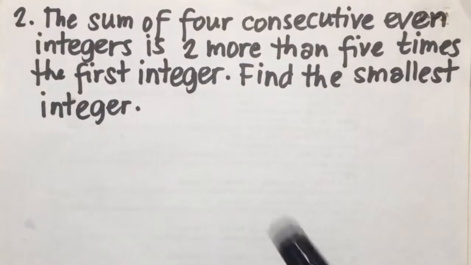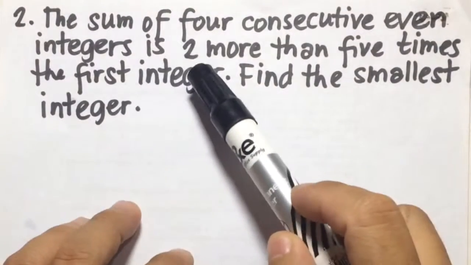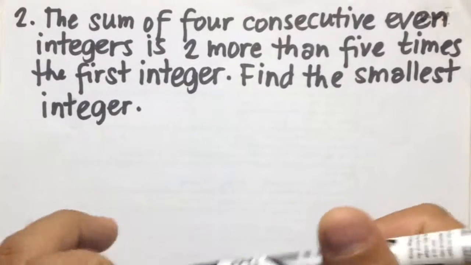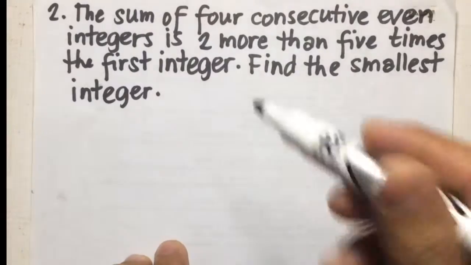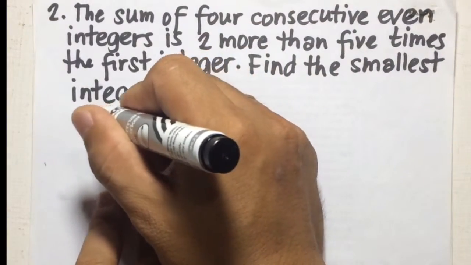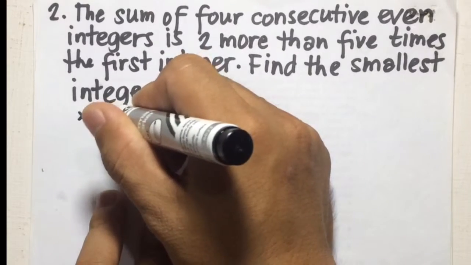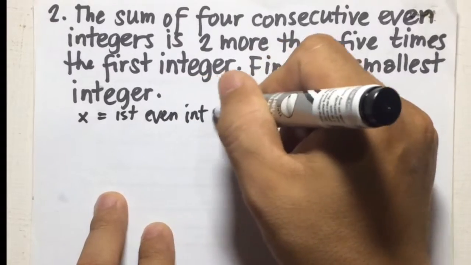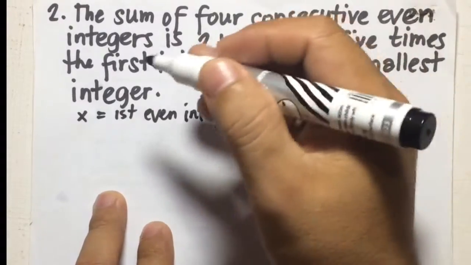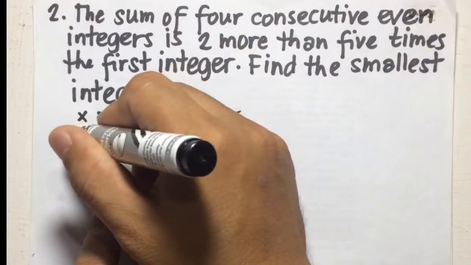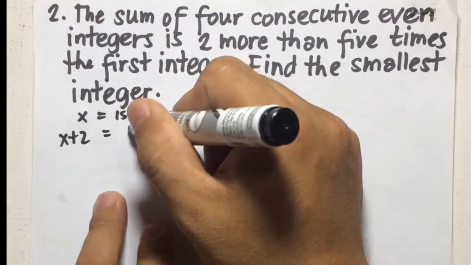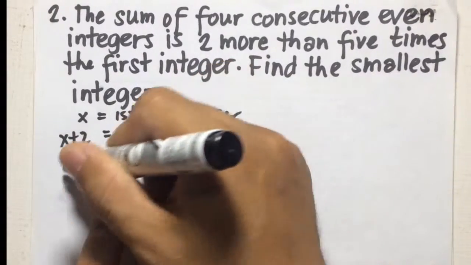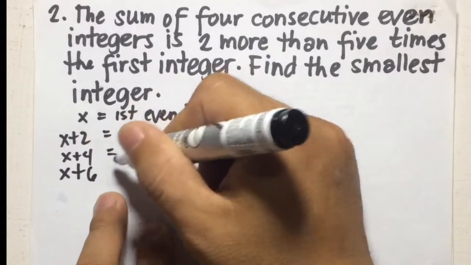Number 2. The sum of 4 consecutive even integers is 2 more than 5 times the first integer. Find the smallest integer. So first, let's have some representation. We can have x as the first even integer. Then the next even integer will be x plus 2, the third will be x plus 4, and the last will be x plus 6.